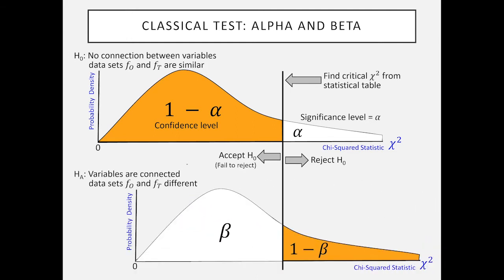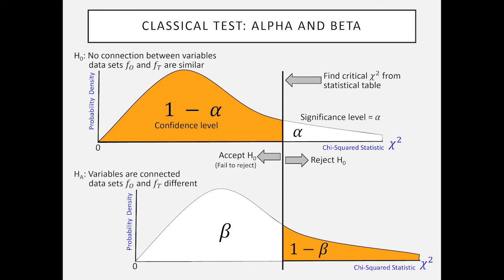If we had an alternative hypothesis, let's say, for example, the variables are connected, or the person is guilty, or in this case, the data sets F observed and F theoretical are different, then we have an alternative hypothesis. We rejected, meaning we're to the right of the critical number from the table. But you'll notice something: it's possible that we reject the null hypothesis when it's true.